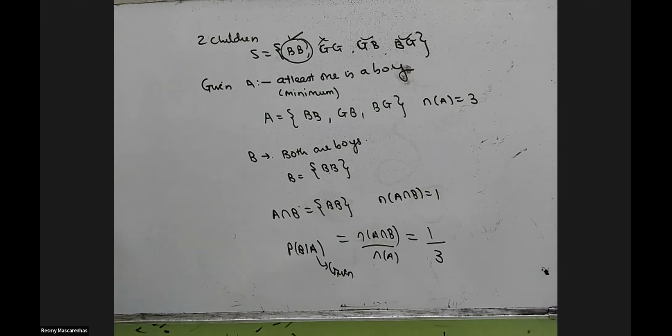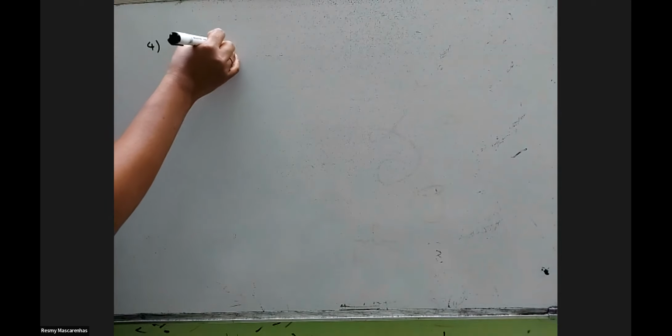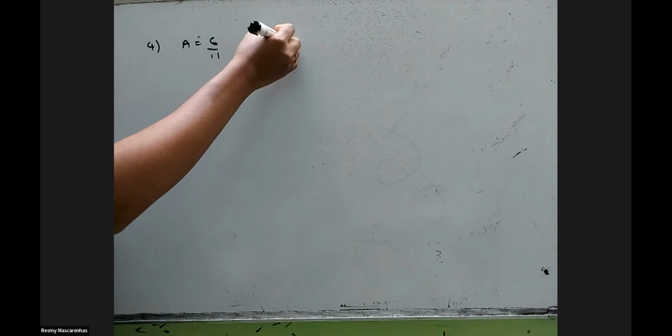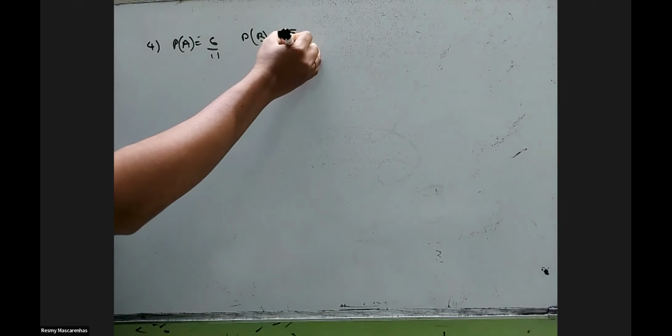Next, the fourth question that I'll write. It's small enough. The data I'll write. Fourth question, it is given: P of A is 6 upon 11, 5 upon 11.